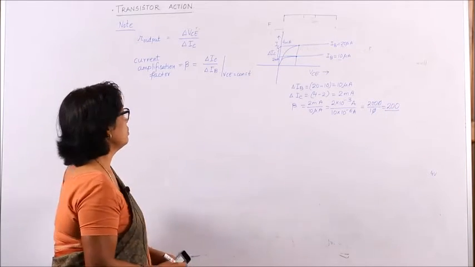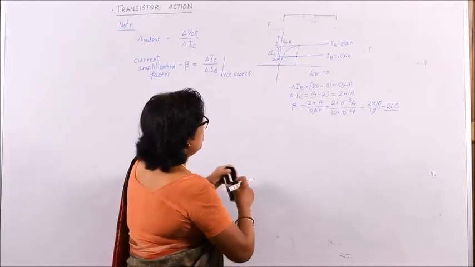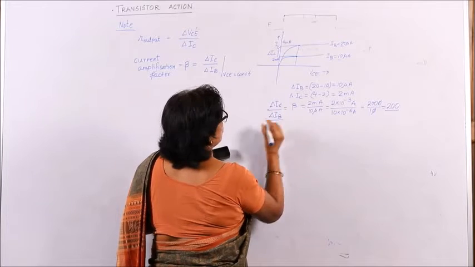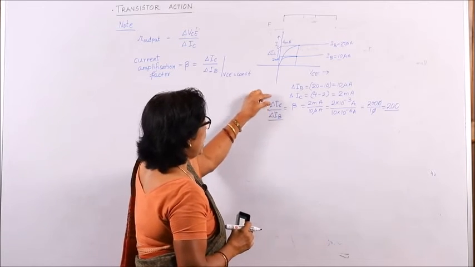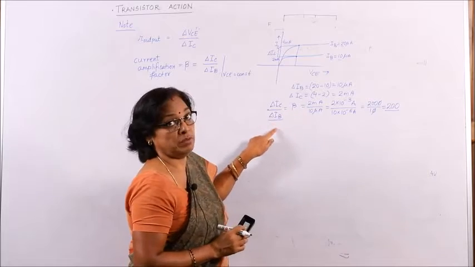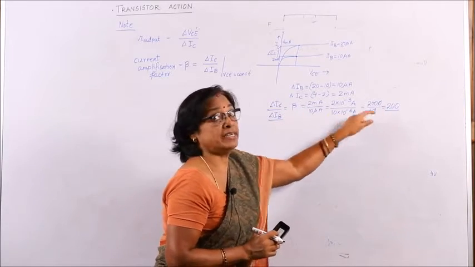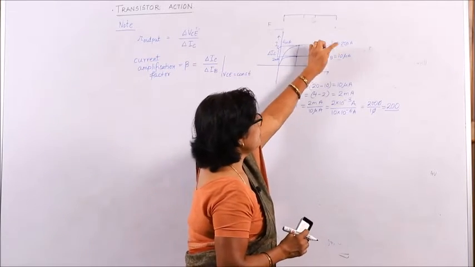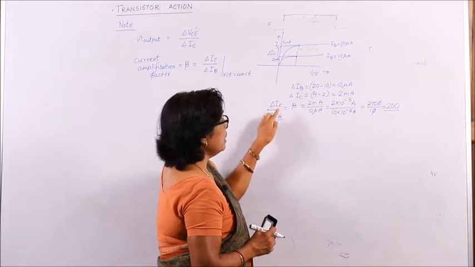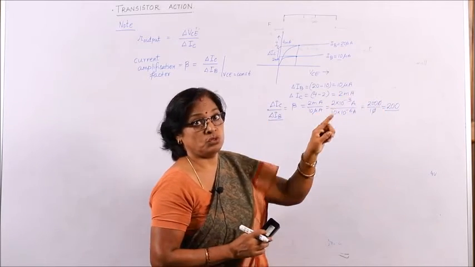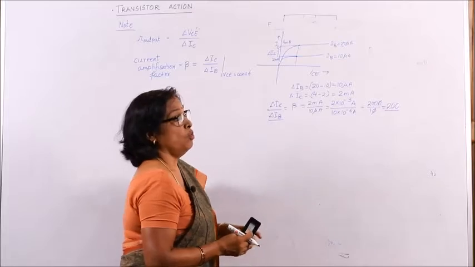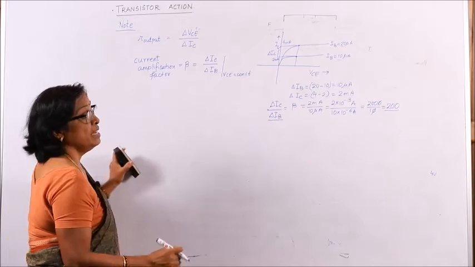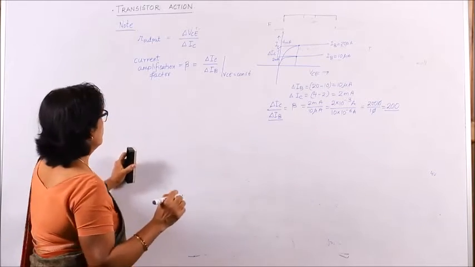In other words, what does it mean? It means that when you change IB by a small amount, IC will be equal to beta times IB, that means 200 times. So, if the base current is changed by only 10 microampere, the collector current will increase by 200 times. So, that is what is used as amplification. So, amplification factor is very important in all transistors.